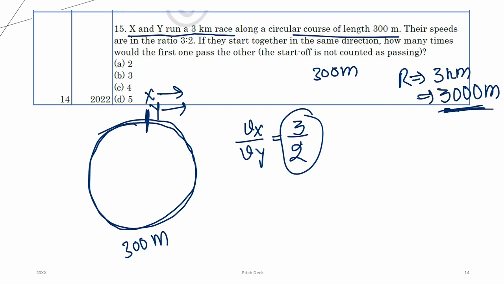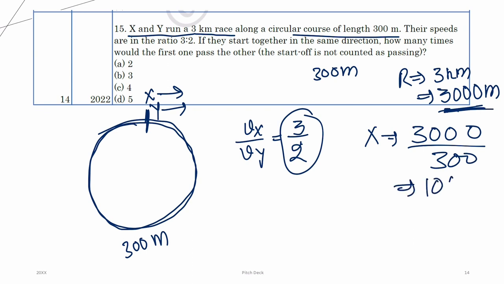Let's see. 3000 meters is the total distance of the race. Since X is faster, X is going to make how many rounds? He is going to make 3000 by 300, so a total of 10 rounds will be completed by X to complete the race, right? So let's start. The ratio is 3:2. For them, when are they going to meet for the first time?